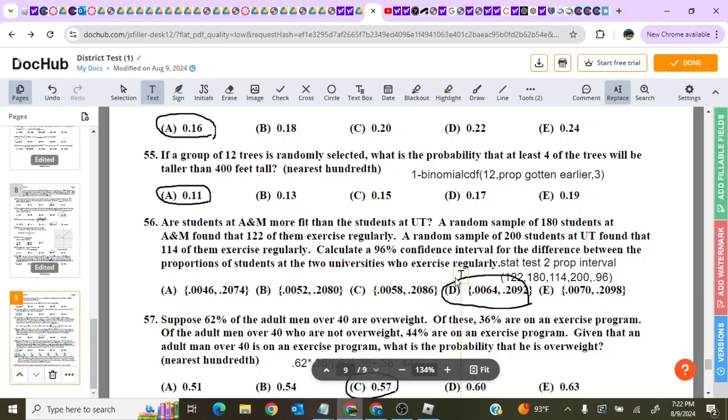Then you plug in all your values. Your x is going to be the number that exercise regularly, and your n is going to be the total number of people surveyed. Your confidence level is expressed as a decimal. If you do that, you'll get an interval of 0.0064 to 0.2092.